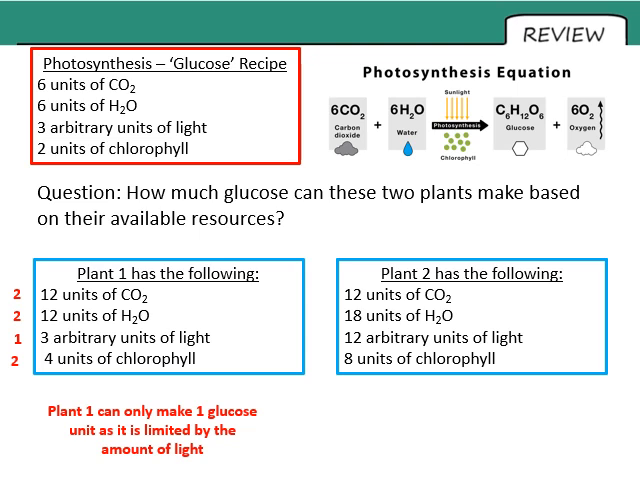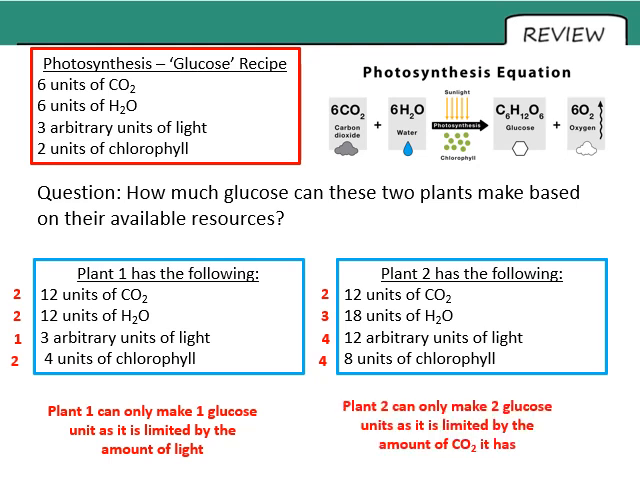Plant 2, again, has enough units of carbon dioxide for two glucose molecules. It's got 18 units of water, which would be enough for three glucose molecules. It's got 12 arbitrary units of light, which would be enough for four glucose molecules. And then 8 units of chlorophyll, which again would be enough for four glucose molecules. Now, plant 2 could only make a maximum of 2 glucose units because it is limited by the amount of carbon dioxide it has.